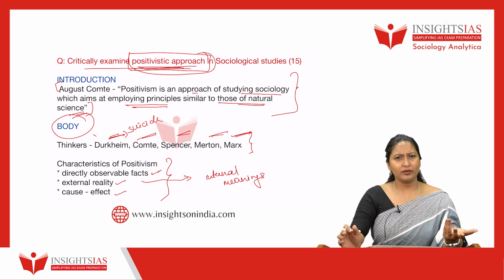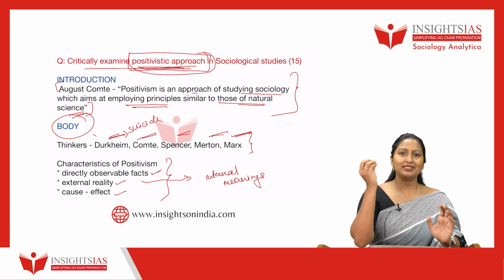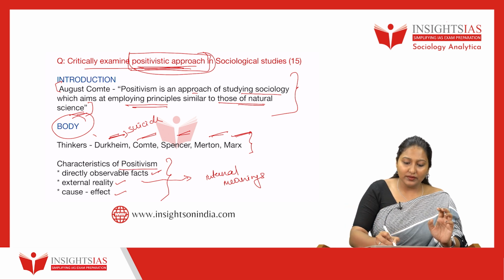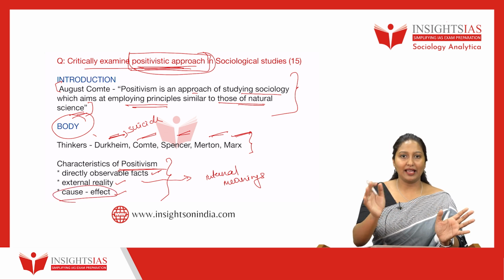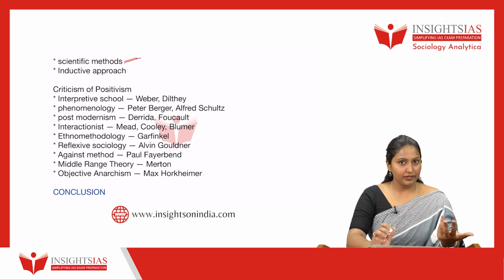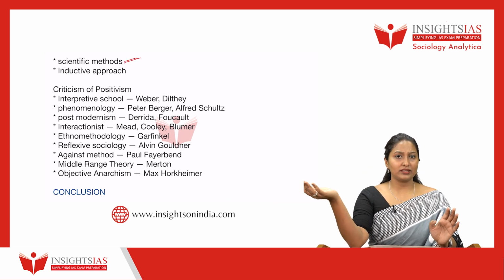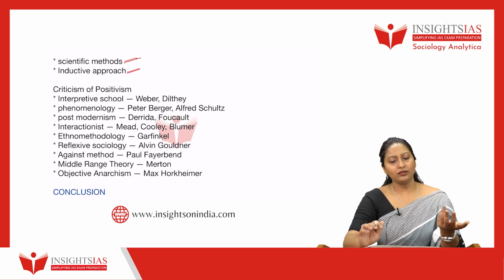Next, cause and effect. Everyone must know what cause and effect is. It means that for every action there is a certain cause, a certain reason why the action is taking place. So the positivistic approach always tries to understand the cause-effect relationship for every action. Fine. The next is they usually use scientific methods, just like any other natural science. And then the important part is the inductive approach.